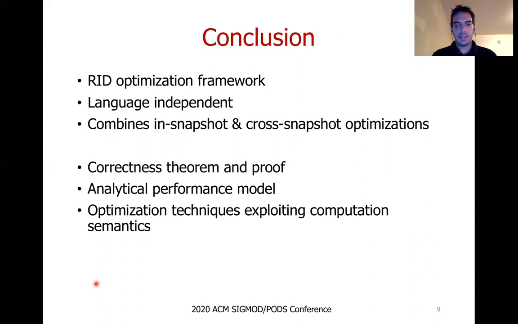To conclude, READ is the first language-independent optimization framework for retrospective computations. It combines benefits of standard SQL optimizations for in-snapshot computations with efficient low-level cross-snapshot optimizations. In the paper, you can also find a correctness theorem for our detection approach and the proof, the analytical performance model that measures the impact of the false negatives, and an optimization component that exploits the semantics of aggregation operations.